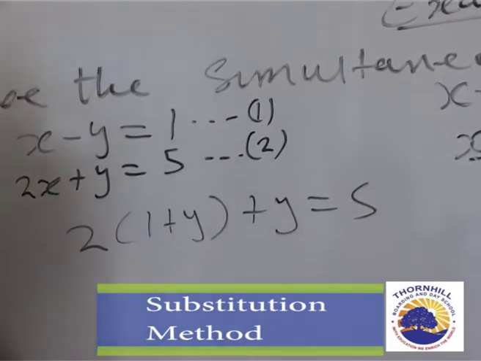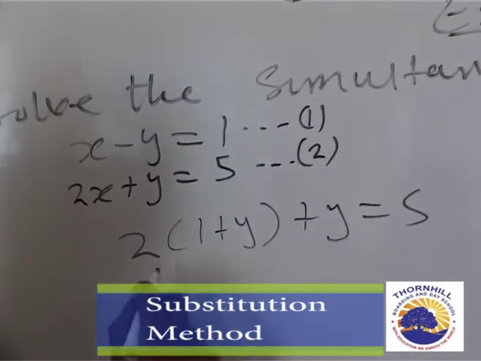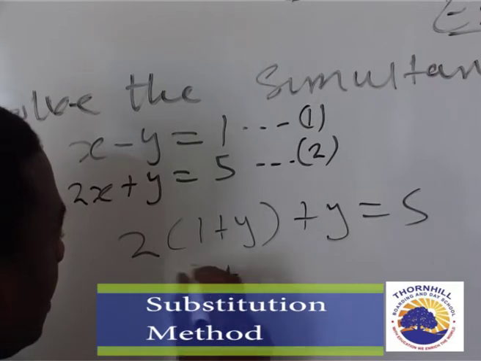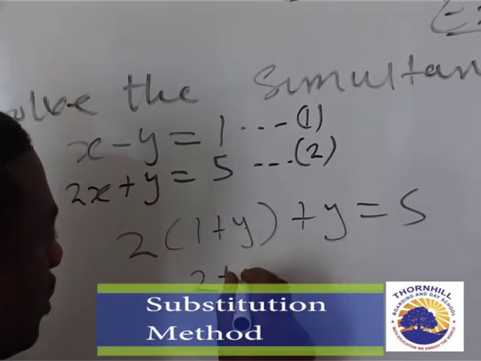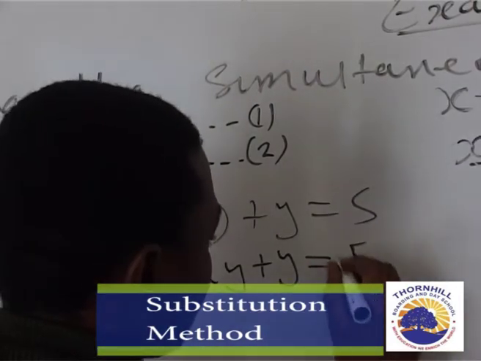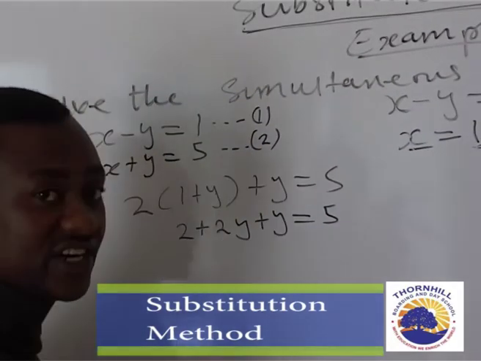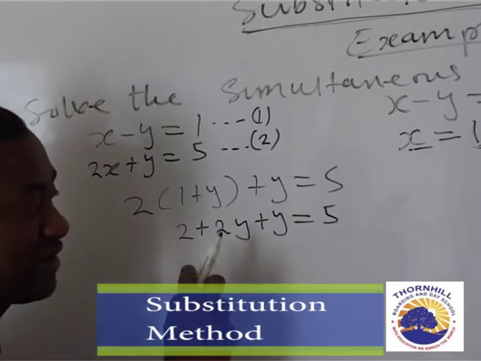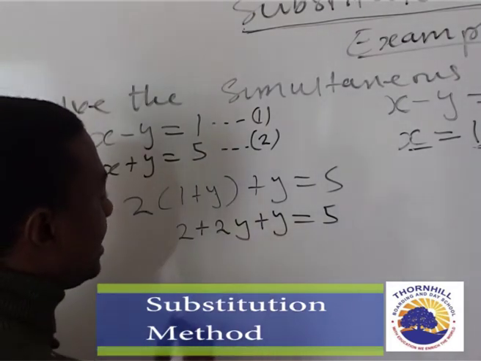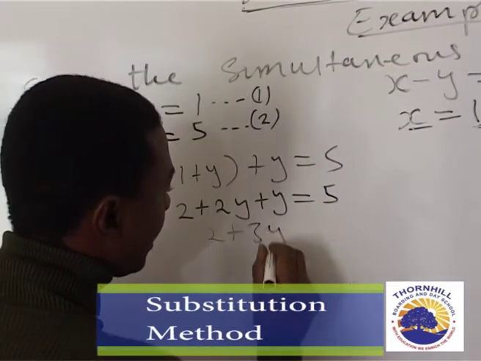Now, at this stage, we're going to clear out the brackets. Now, how do we clear out the brackets? We're going to multiply. We're going to say 2 times 1 will give us 2, plus 2 times y will give us 2y, plus y is equal to 5. We're going to have something like that. Now, our interest, remember, is to solve the equation, meaning we're finding the value of y in this case. Now, how do we find the value of y? These are like terms. Therefore, when we add them, it will become 2 plus 3y is equal to 5.